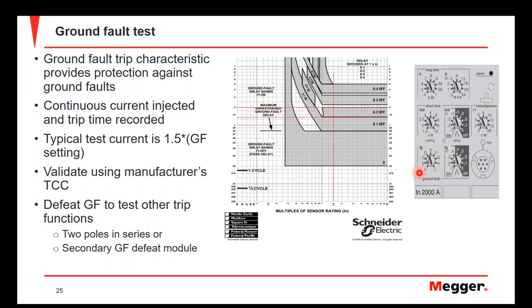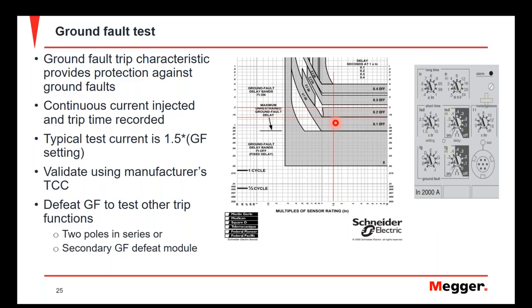Well, to find out what the current level is for each one of these alpha characters, refer to the manufacturer's literature. That way we know what the pickup level is for the ground fault setting and what to test at. Once we determine that pickup value, you're going to want to time the ground fault trip function by pushing 1.5 times whatever that pickup value is. Again, we use that 1.5 multiple to determine the time that we need to validate our results against.